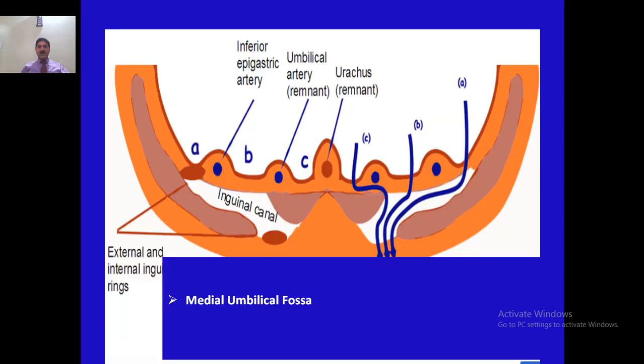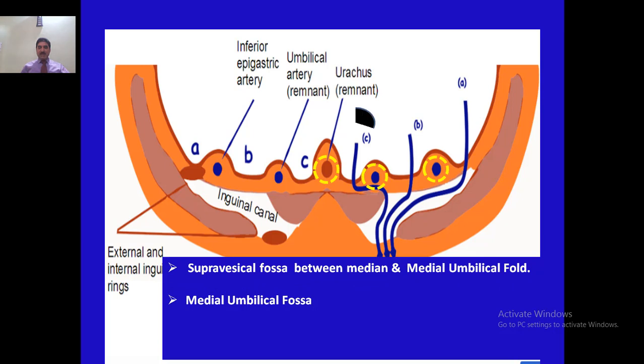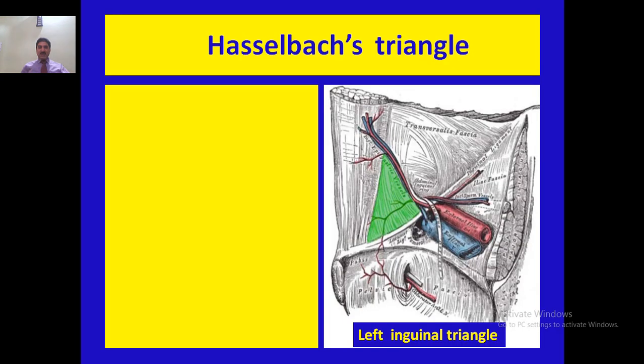To have a recap of these fossae and ligaments, let us go to this simplified diagram. In a section of the abdomen below the level of umbilicus, on its posterior wall, we have the median umbilical fold between the bladder and umbilicus, the medial umbilical fold, and a lateral umbilical fold which contains the inferior epigastric arteries. There is also the supravesical fossa between the median and medial umbilical folds, the medial umbilical fossa between the medial and lateral umbilical folds, and the lateral umbilical fossa lateral to the inferior epigastric artery.